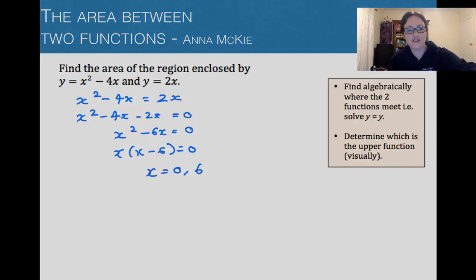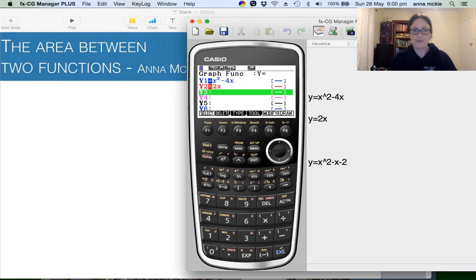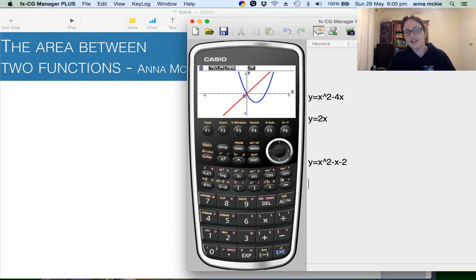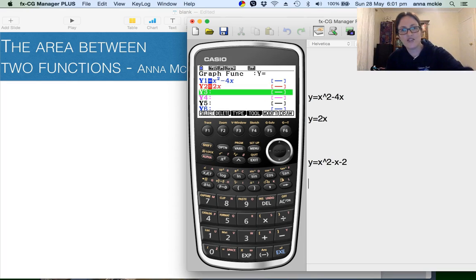So switching over to those, here's one I prepared earlier, and we had x squared take 4x and y equals 2x. So standard view window to start with. Let's see if that's what we need. Yep, that's fine. I'm just going to zoom in. Well, no, we don't need to, because all that we need to work out here is which is the upper function. It's the red one, which will be the linear, the y equals 2x. So that's the one that goes first, and then we subtract off the lower function, so the quadratic. So let's go back and do that.